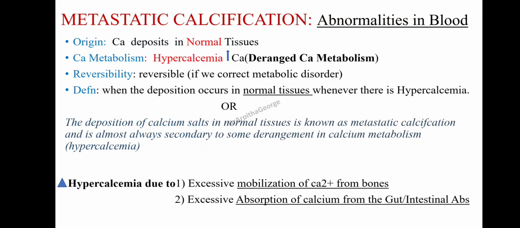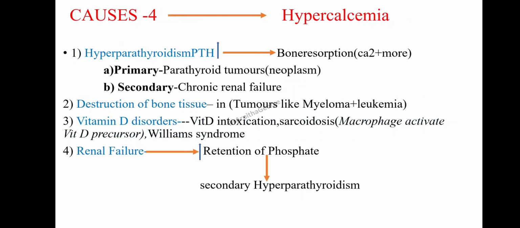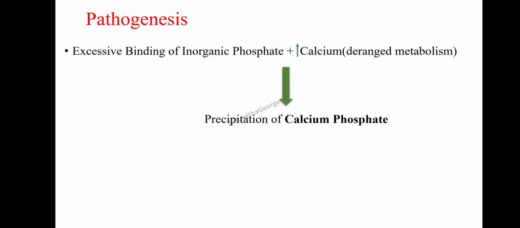So these are the causes. What are the causes? Mainly you have to tell parathyroid hormone, and you have to tell vitamin D. Because of the excessive mobilization of calcium from the bones, the process is called bone resorption. And another is excessive absorption of calcium from the gut. Who is helping for that absorption? The component is vitamin D. It helps in the more absorption of calcium.